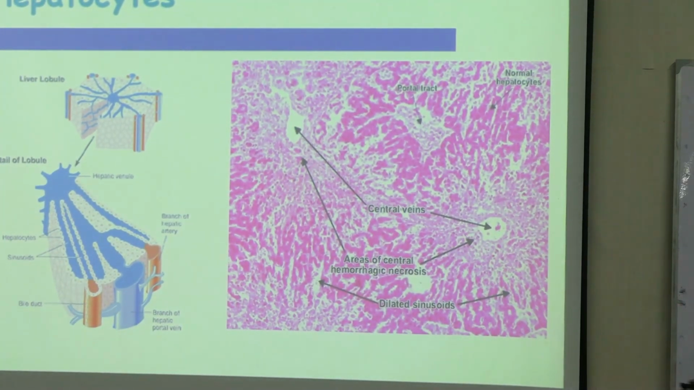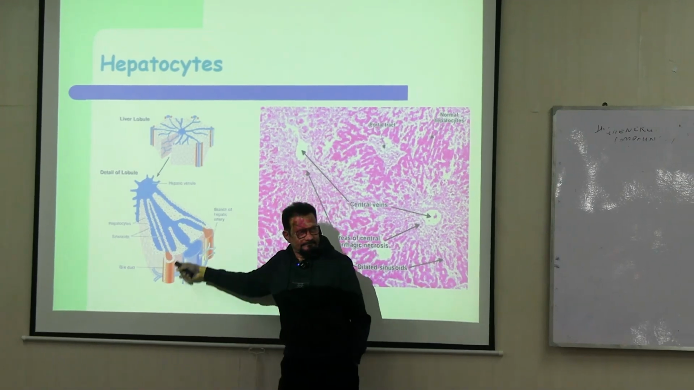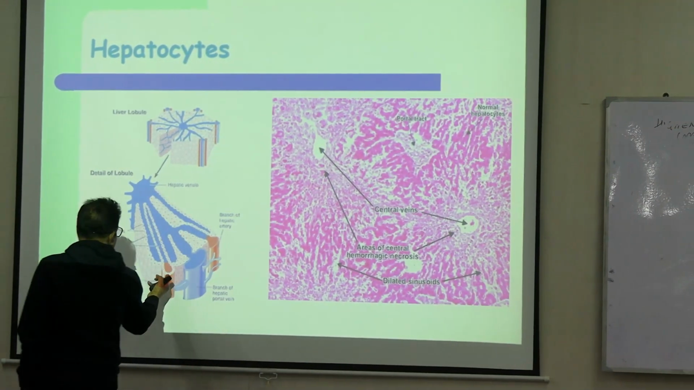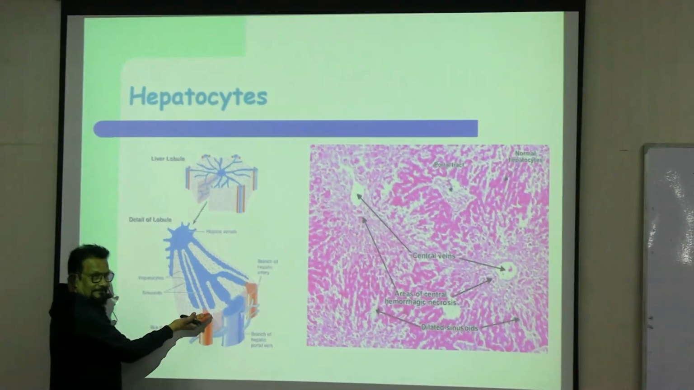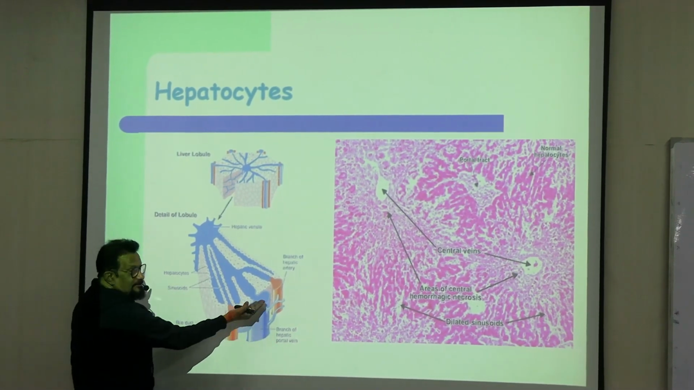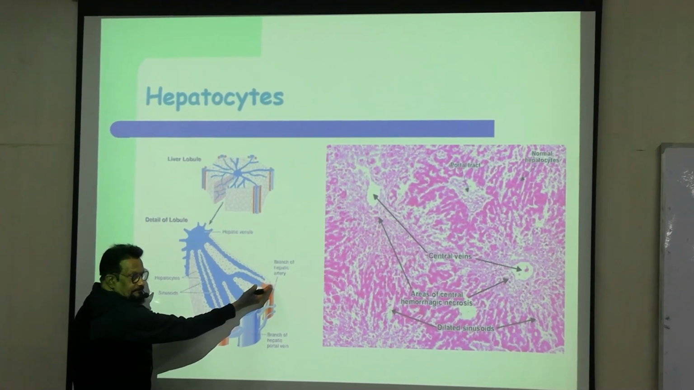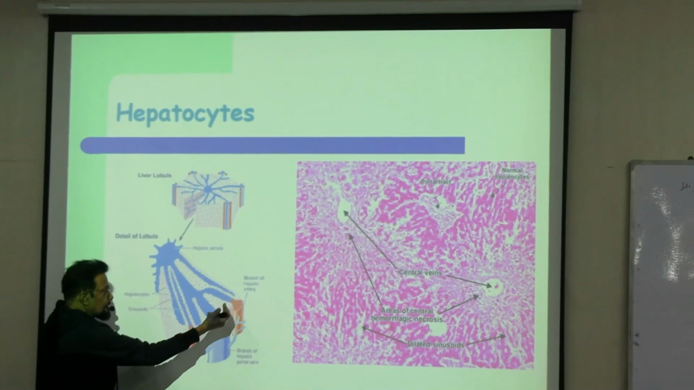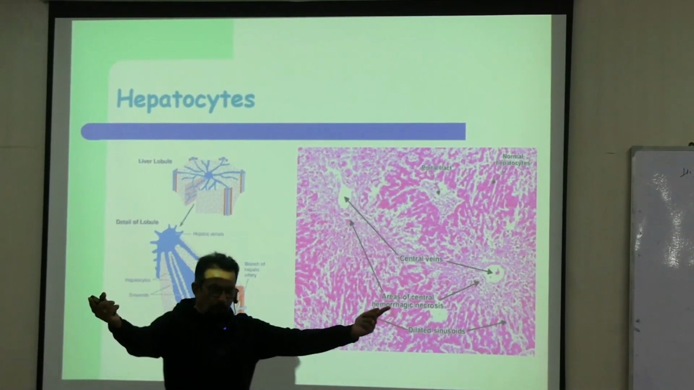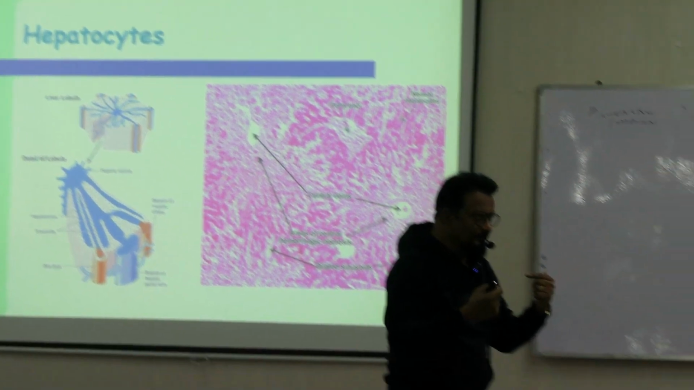This is one triad. This is one tract. What is this? This is the bile duct. Sections of bile duct. And this is a section of portal vein. And this is a section of artery, an arteriole. So see, one of the important things: blood is coming through the artery, and also through the portal vein.